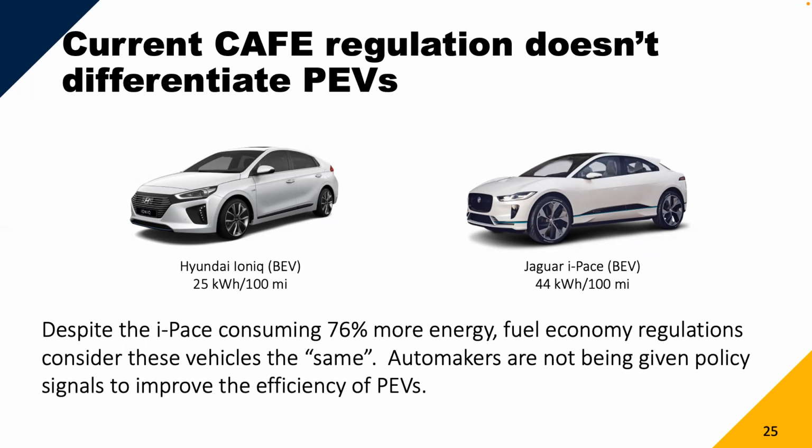This relative difference in efficiency is equivalent to comparing a Toyota Prius to a Ford Mustang. But the fuel economy regulations consider the vehicles to be the same because of the weights. So there aren't really any signals from the regulation to improve the efficiency of electric vehicles.